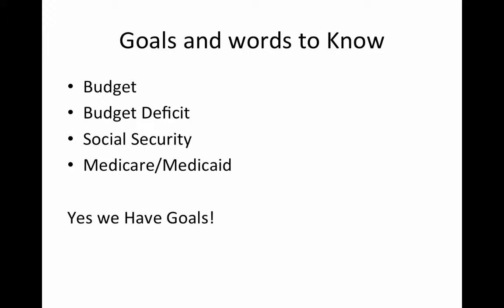Budget deficit is a status of financial health in which expenditures exceed revenue, or in other words, to simplify it, our spending is greater than what we make, which is very self-explanatory. We spend more than what we make.